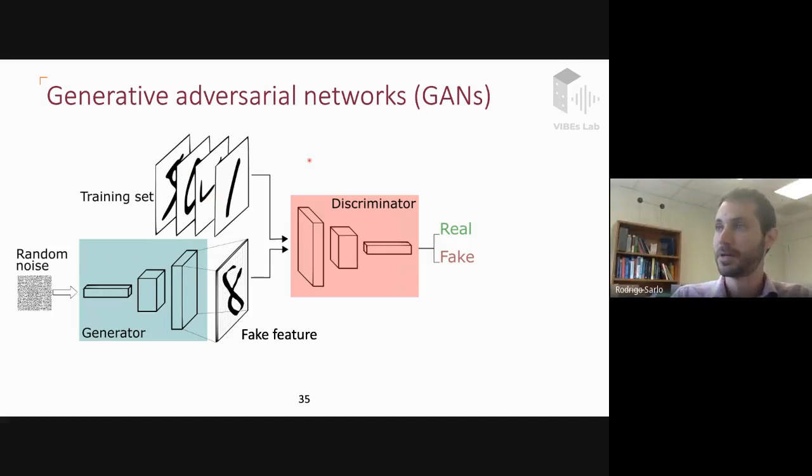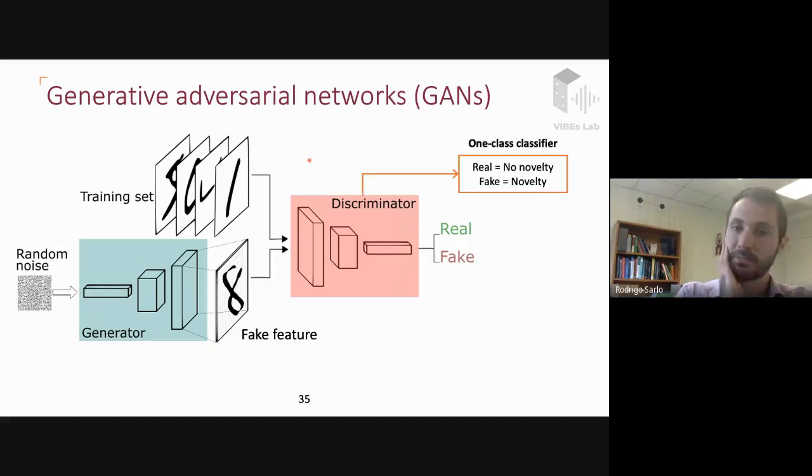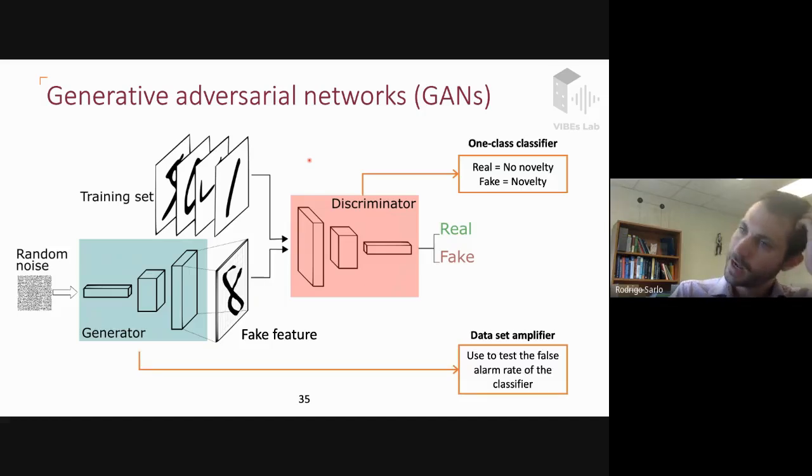So this helps us make a more robust discriminator. On top of that, we actually have two neural networks that we can leverage for our purposes. The discriminator ends up being our one-class classifier if you treat real as a no-novelty case, essentially the baseline case, and fake as a novelty case. So when it classifies something as fake, you can say, okay, that's a novelty, that's outside of our training class. And then the generator is essentially a data set amplifier.